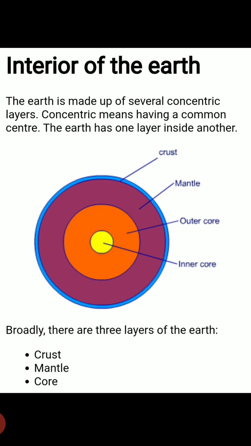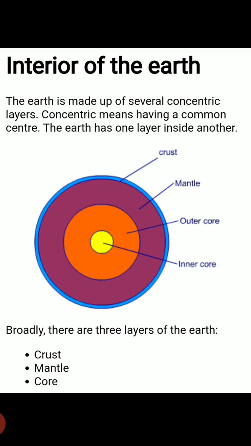Children, you observe that one circle was given, and in that circle we have used different colors. Now I will explain that. If you observe the blue color, it is an indication of the crust. Then as you go inside, there is the mantle, indicated by the purple color. The orange color and the yellow color are an indication of the core.